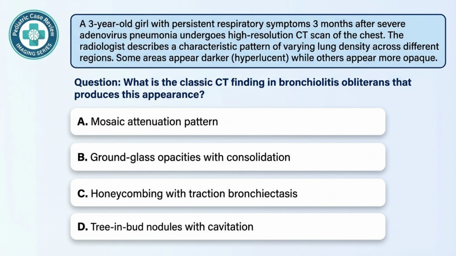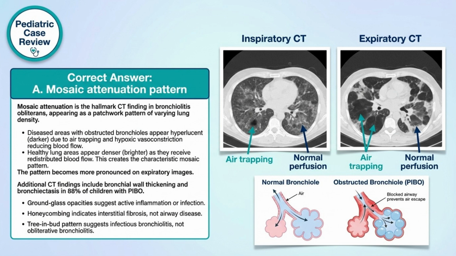Option 1. Mosaic attenuation pattern. Option 2. Ground glass opacities with consolidation. Option 3. Honeycombing with traction bronchiectasis. Option 4. Tree and bud nodules with cavitation. The correct answer is option 1.